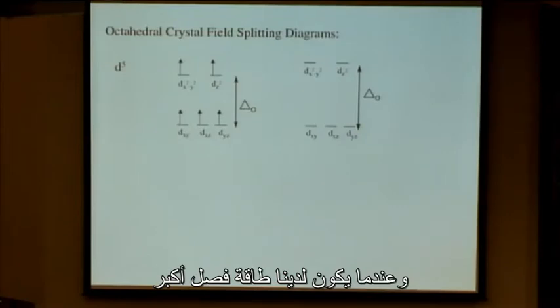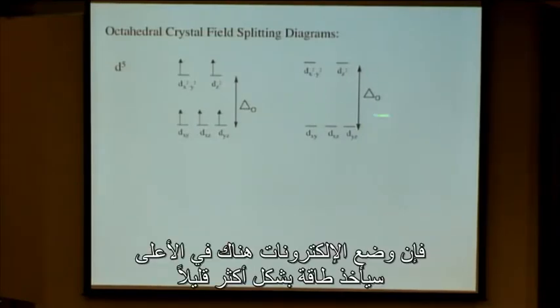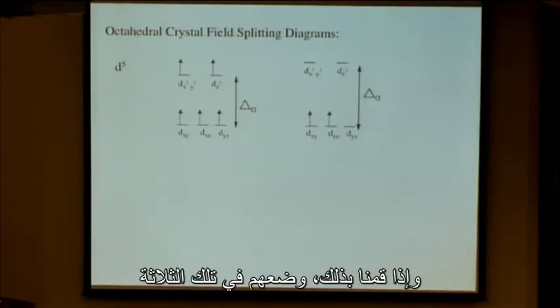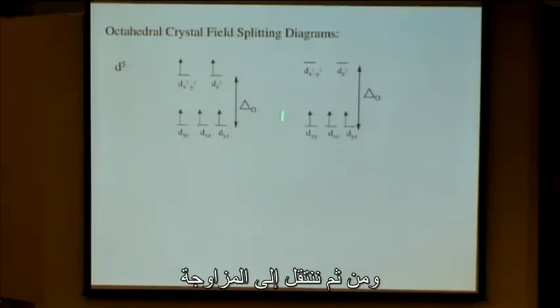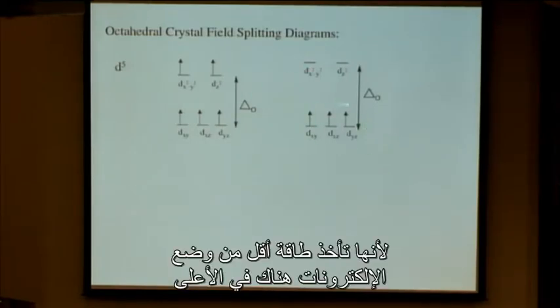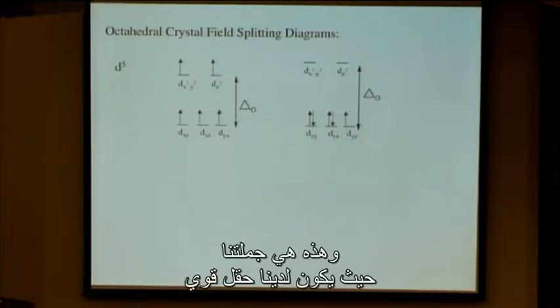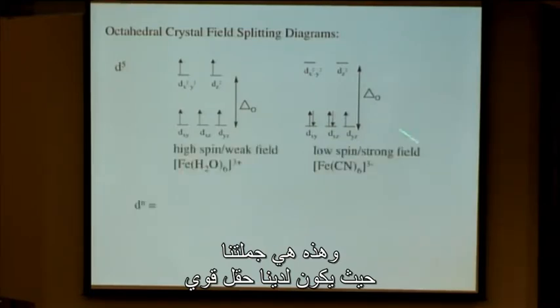So over here, when we have a much bigger splitting energy, it's going to take a lot more energy to put electrons up there. And so we're going to fill up all of these orbitals down here until we have to put an electron up there. So if we do that, we put in the 3, and now we're going to pair, because it takes less energy to pair than it does to put an electron up there. So we do 4 and 5. And so then here is our system where we have a strong field.